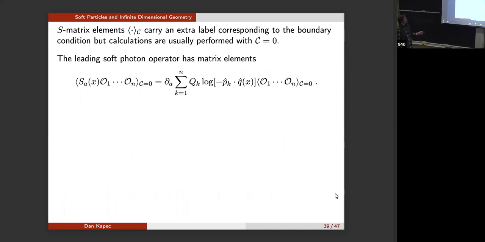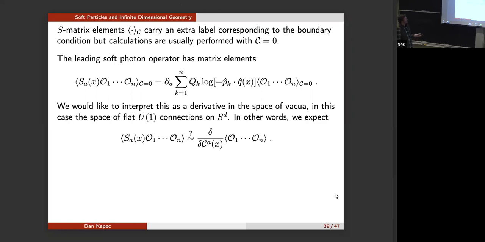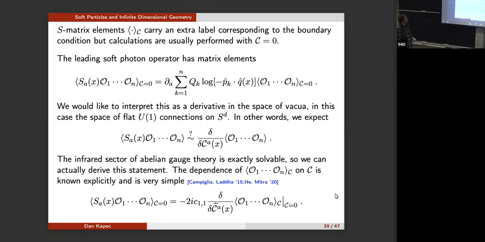Okay? So the S matrix elements in abelian gauge theory, really they come with this extra label. It's implicitly always 0, but we're allowed to consider infinitesimal variations off of 0. And when we do, we expect that the soft photon insertion should basically be taking a functional derivative with respect to that boundary condition. Okay? And it turns out in abelian gauge theory, because the infrared is exactly solvable, you can work out explicitly how the S matrix elements depend on this boundary condition. Because it's effectively non-dynamical, it has a very weak effect on the S matrix. You can calculate exactly how the S matrix depends on it and just show explicitly that the soft photon insertion takes a functional derivative with respect to the flat connection at the boundary.